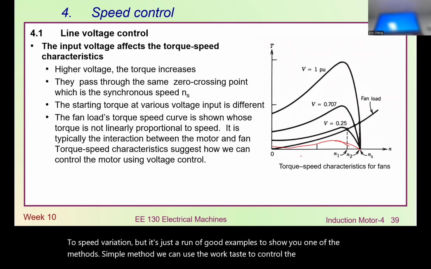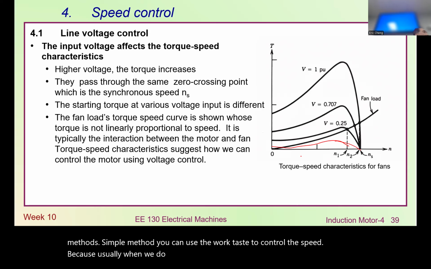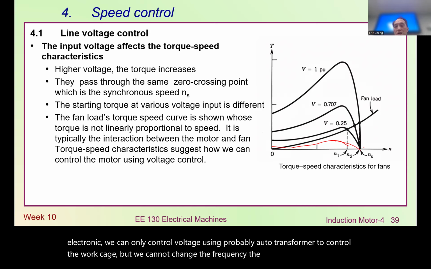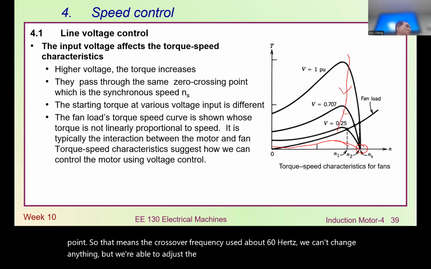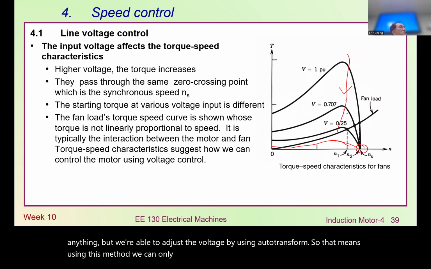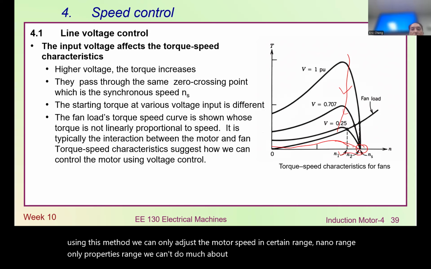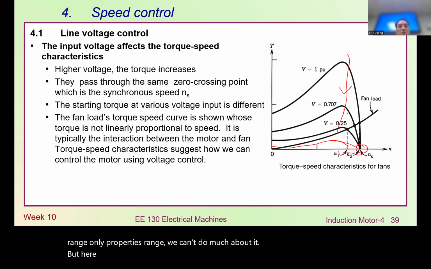Because usually in the old days, when we didn't have power electronics, we could only control the voltage using probably an autotransformer, but we cannot change the frequency. The frequency is always at this point. So that means the synchronous frequency is usually about 60 hertz, we can't change anything. But we're able to adjust the voltage by using our autotransformer. So using this method, we can only adjust the motor speed in a certain narrow range, probably only this range. We can't do much about it. But here I show you an example of how we're going to do that.